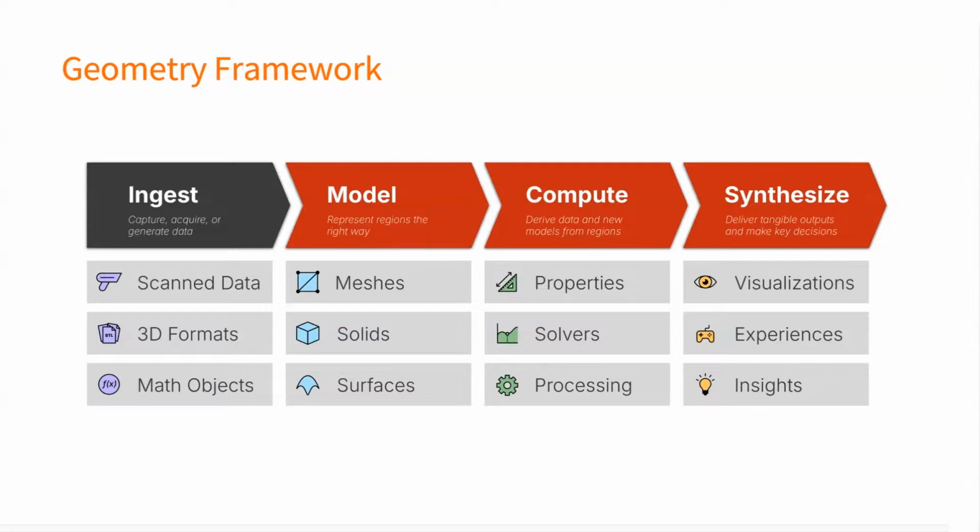But once we have this data in our system, we want to be able to model it and choose the best representation to do so. For example, if we have a solid region, we might want to use a CSG to model it.